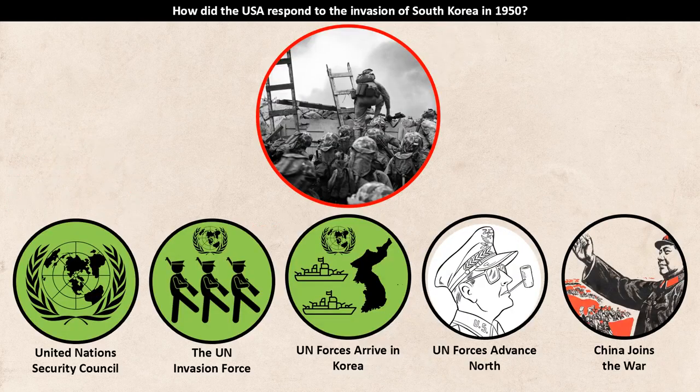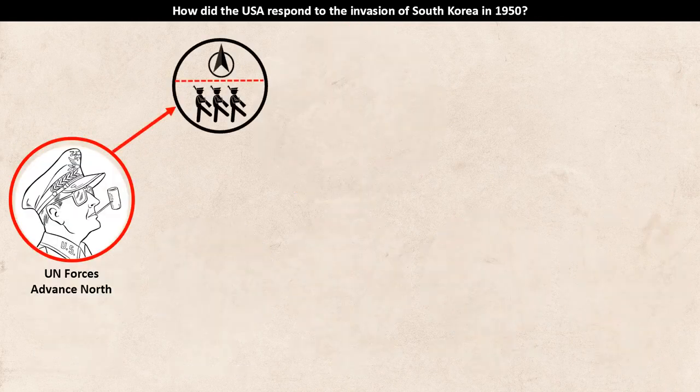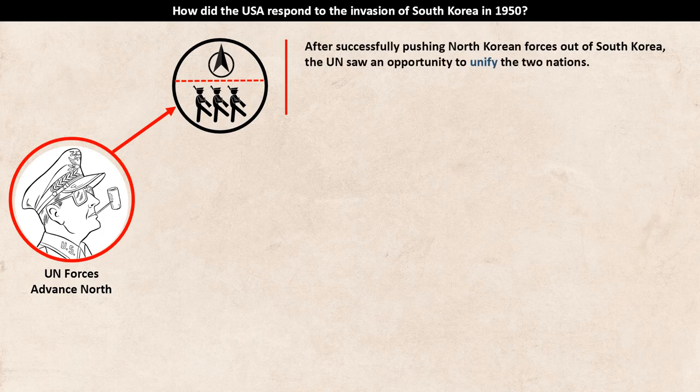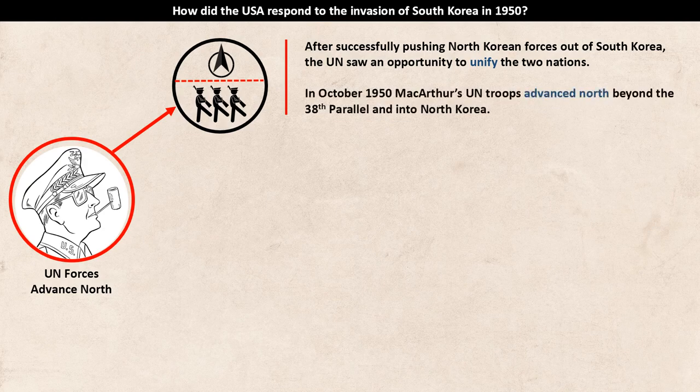Now it's at this point that the greed and the leadership style of MacArthur really starts to unravel and to make life difficult for the Americans. Let's have a look at the UN forces advancing north then. After successfully pushing North Korean forces out of South Korea, the United Nations, led by MacArthur, saw an opportunity to reunify, to bring North and South Korea back together again. And this really is being greedy, essentially. This is an opportunity to get one over on the communists. And so in October 1950, MacArthur's UN troops advance north. They go beyond the 38th parallel and they then move into North Korea.